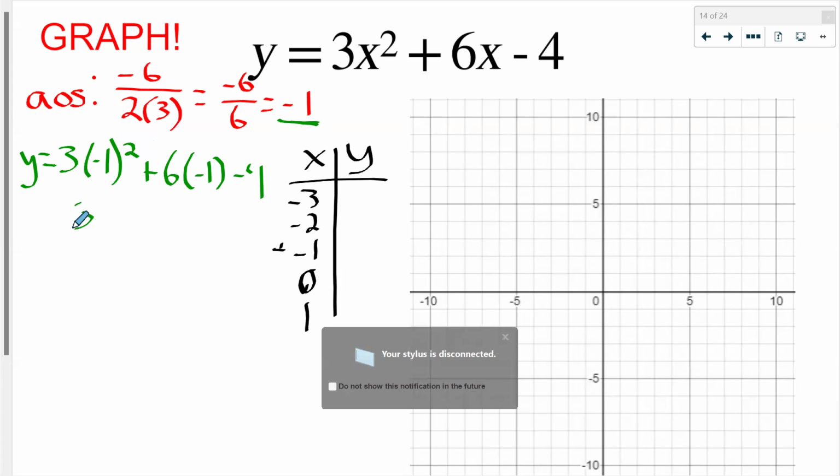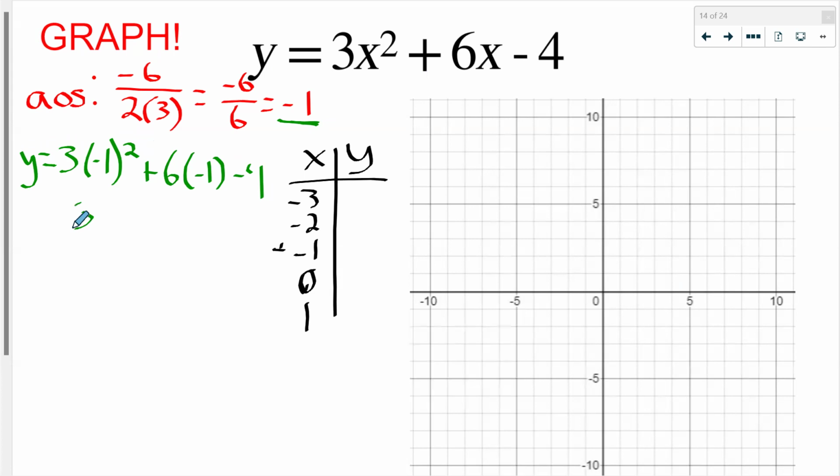I don't know why my pen is not being very good. As always, disconnecting.